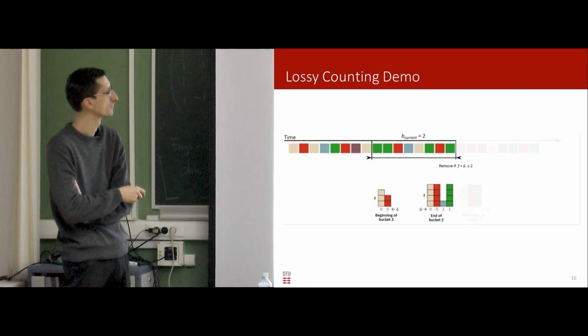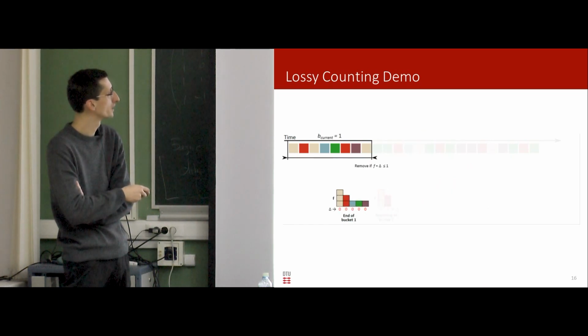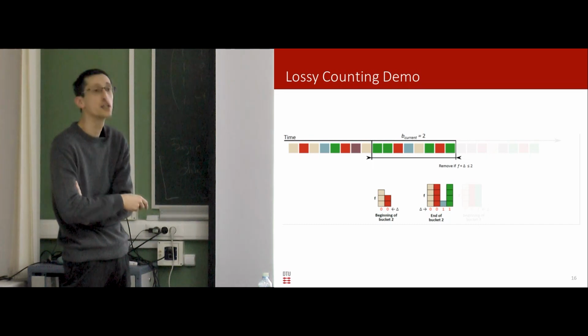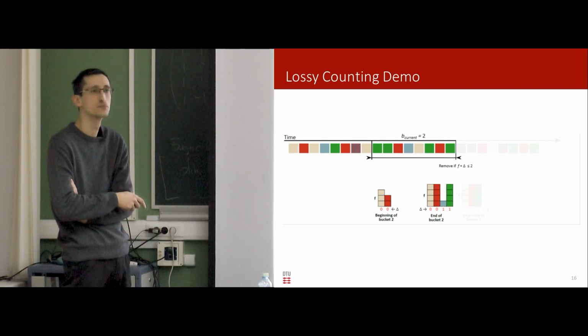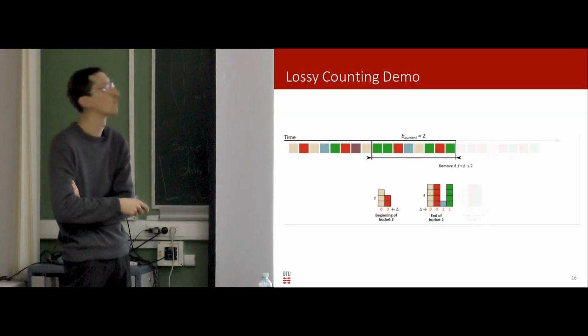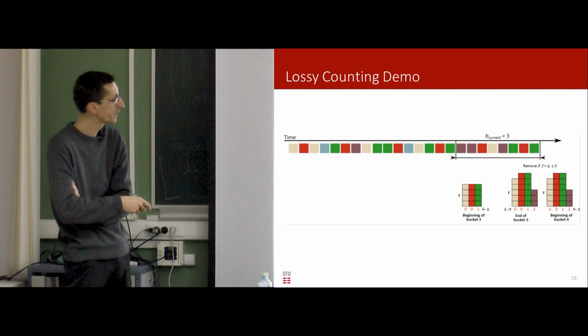So here, once we reach the last event, we have one purple element. But since we reached the end of the bucket, we have to perform the cleanup. And the cleanup consists in removing elements which satisfy this inequality. The purple satisfies this inequality, so we have to remove it. And at the next step, the less frequent items, and then we have to remove the blue one. So at the beginning of the next bucket, we don't have the blue anymore.